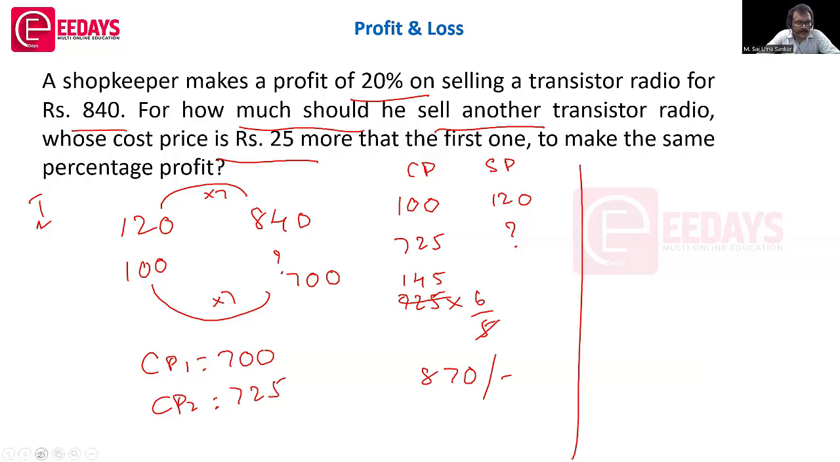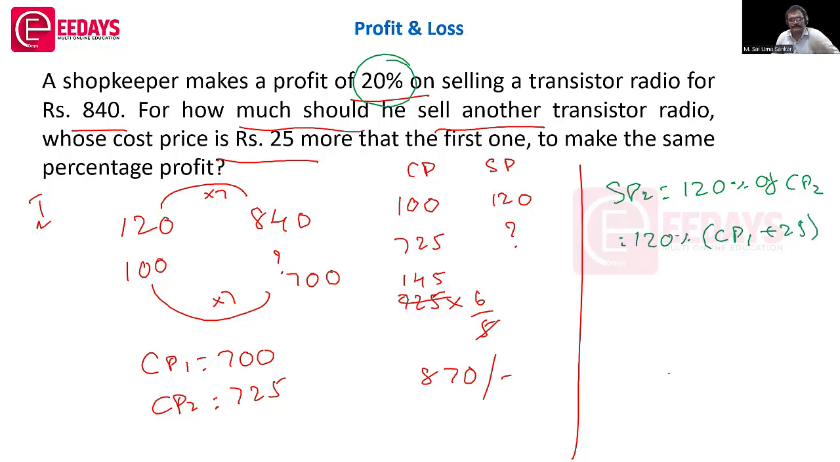But if this seems lengthy, here is a simpler method. The profit is 20%, same. So SP2 is equal to 120% of CP2. What is CP2? CP1 plus 25. So that is equal to 120% of (CP1 plus 25). So this is equal to 120% of CP1 plus 120% of 25.